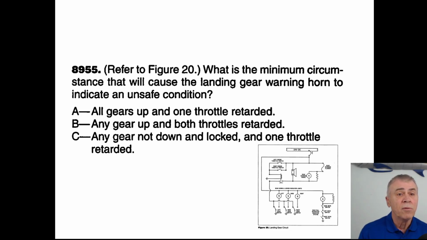All right, so I kind of jumped on this, any gear up, thinking we really only get the warning when it's not down and locked. If it's up, it's not going to be down and locked. I like the fact that they're using, instead of any gear up, any gear not down and locked, because it could be halfway between up and down. It got stuck in the middle. So any gear not down and locked and one throttle retarded would be the correct answer.